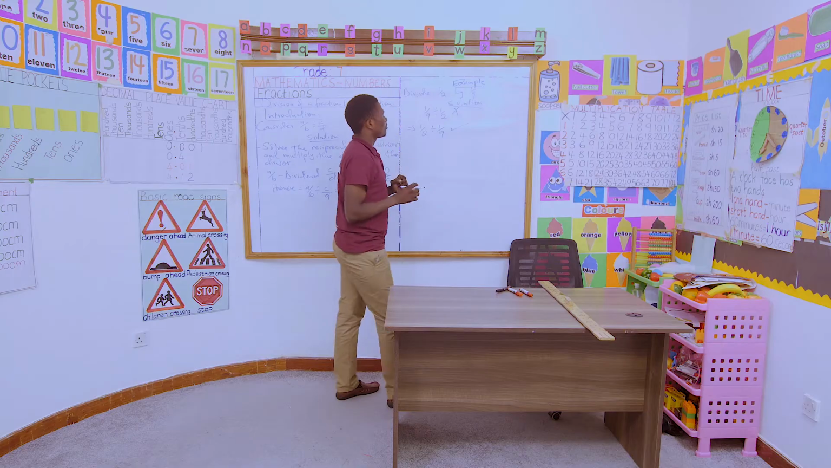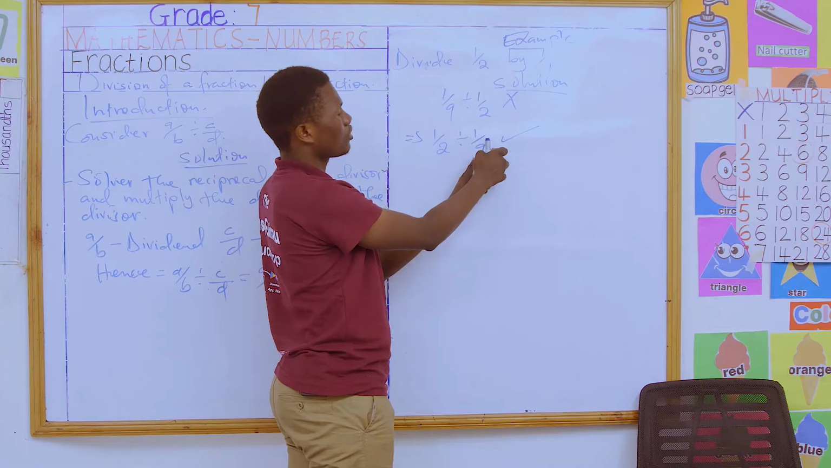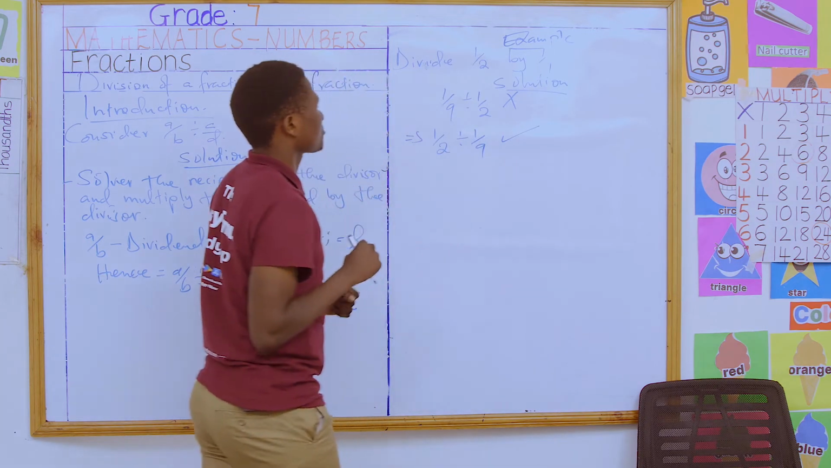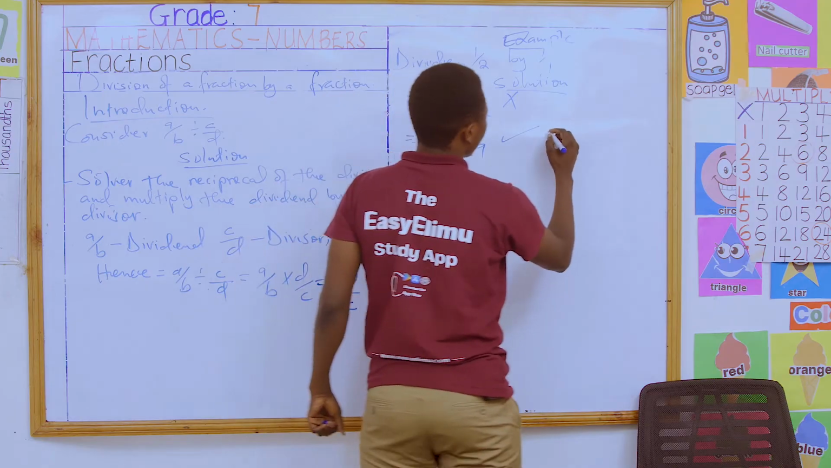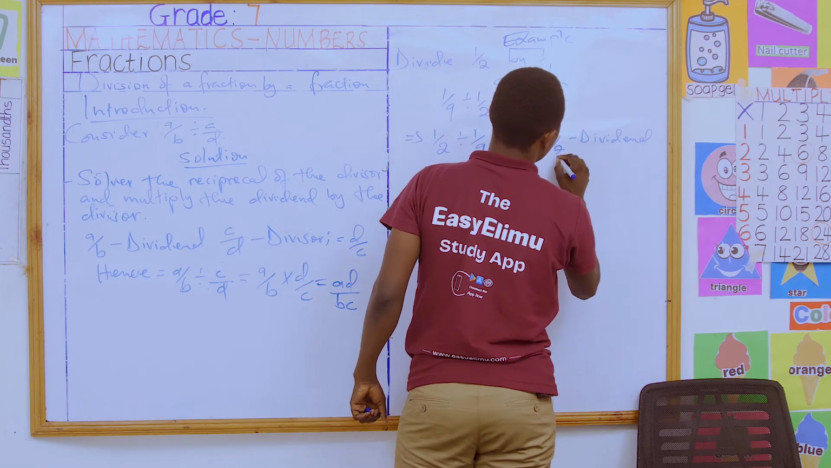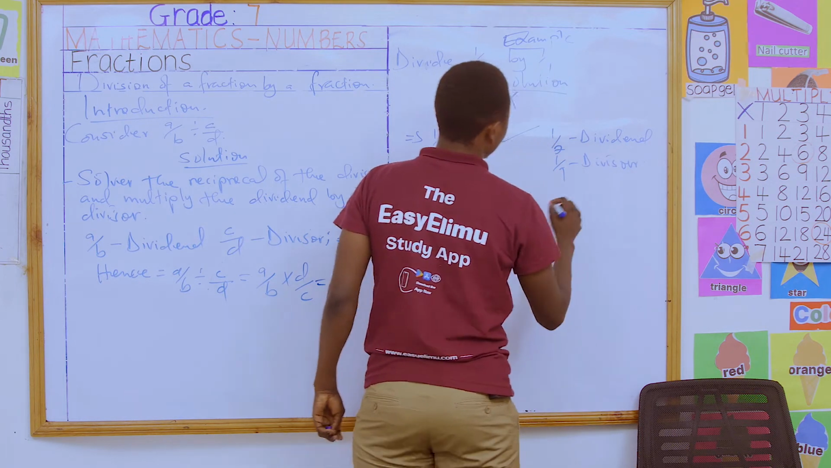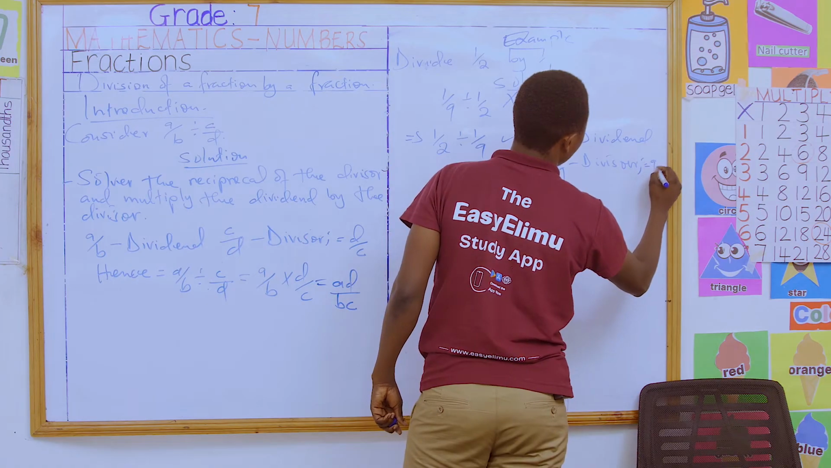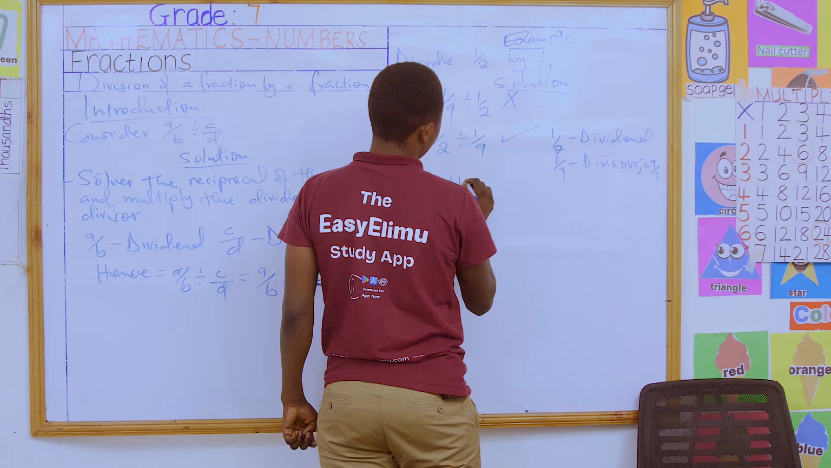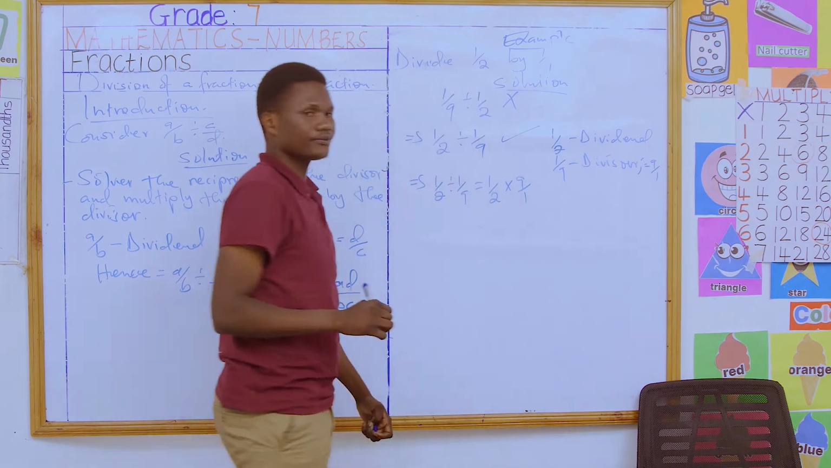So from here, we now know the steps that we are supposed to follow. You get the reciprocal of the divisor, then you multiply the dividend by that particular reciprocal. In this case, 1/2 is our dividend. That is what we are dividing. Then 1/9 is our divisor. So we shall get its reciprocal, which is 9/1. Hence, 1/2 divided by 1/9 is equal to 1/2 times 9/1.